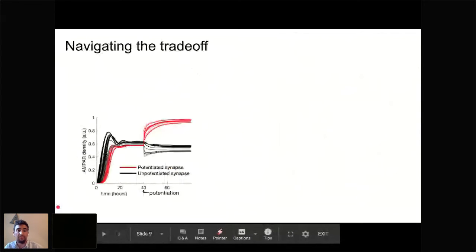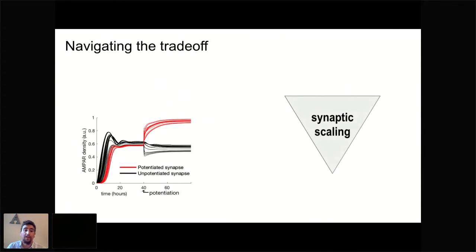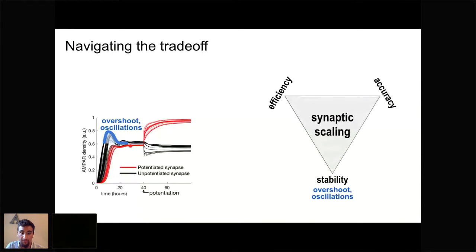To orient us through these limitations, let's lay them out on a triangle. We can summarize the trade-offs for synaptic scaling as a balance between three properties: efficiency, stability, and accuracy. As a preliminary definition of these three properties, let's say that stability manifests itself as overshoots and oscillations. This is a slight oscillation up here. The neuron slightly overshoots its target before resuming its steady state.